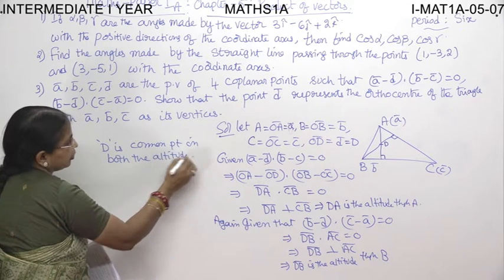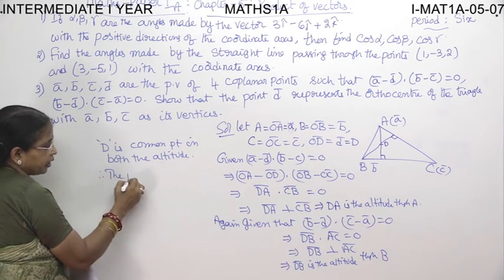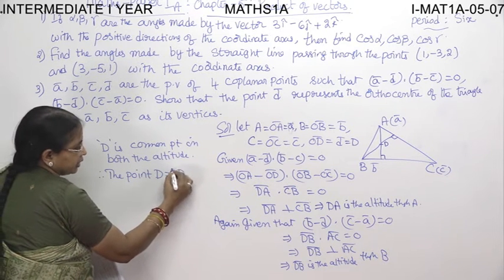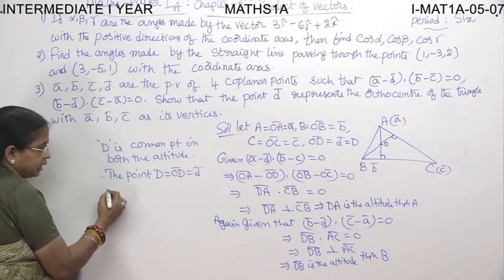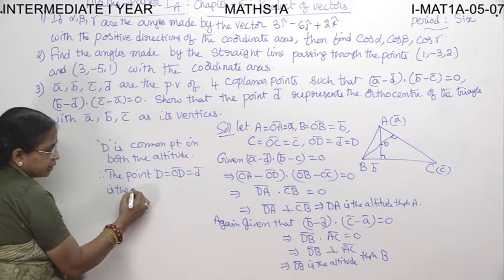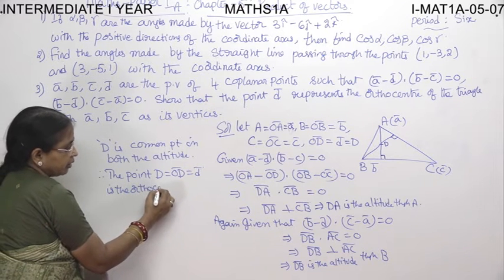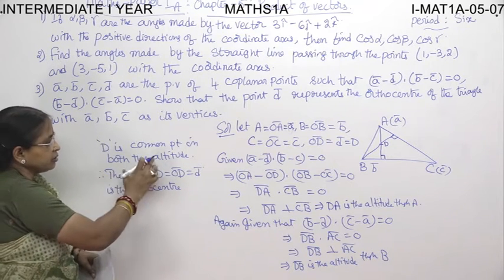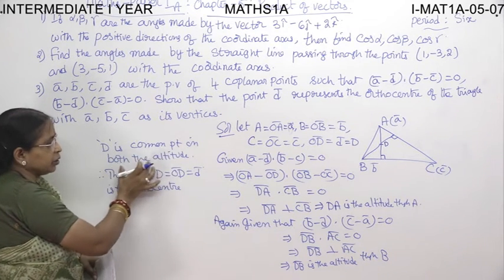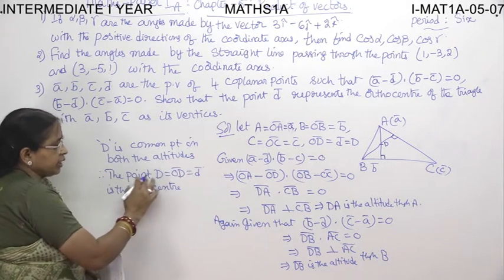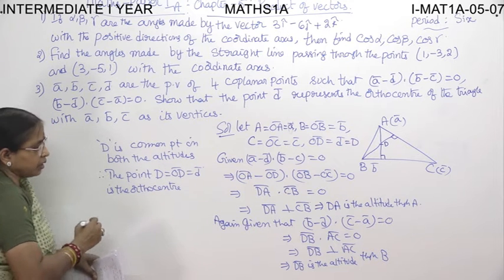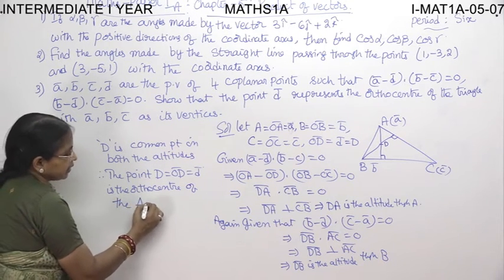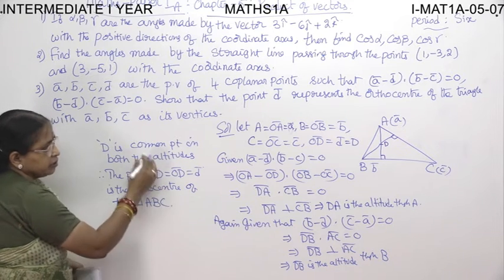So, therefore, the point D with position vector D, that is OD equal to D, is the orthocenter, because we know that orthocenter is the point of intersection of altitudes. D is the common point in both the altitudes. So, the point D is the orthocenter of the triangle ABC. Hence it is proved. So like this we do.